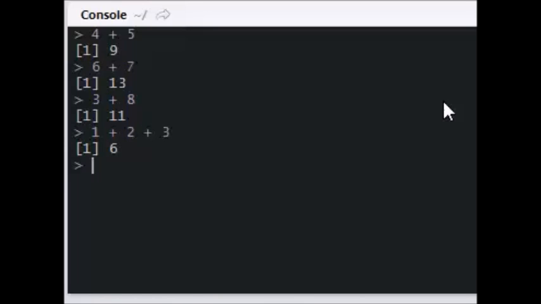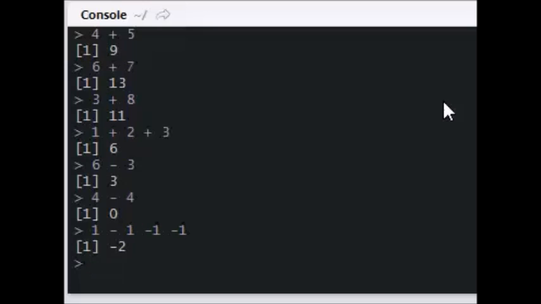So now that we've covered addition, let's cover subtraction. To perform subtraction, we're going to make use of the minus sign. So let's do 6 minus 3. And we get 3 as expected. Let's do 4 minus 4, and we get 0. We can also subtract multiple numbers. We can do 1 minus 1 minus 1 minus 1, and we get negative 2.